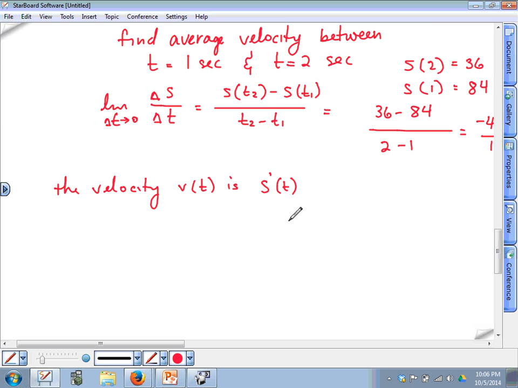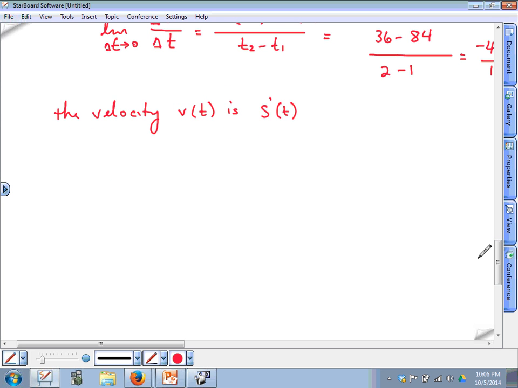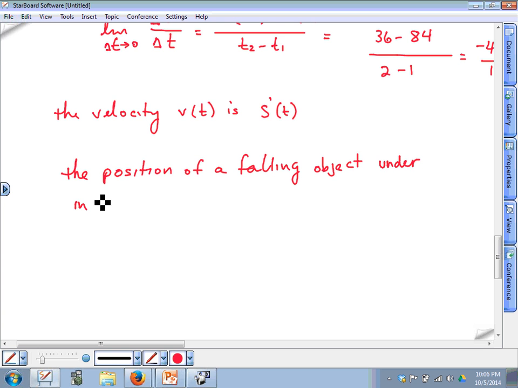So let's use a similar scenario. We've got a falling object. So the position of a falling object under the influence of gravity, this is neglecting air resistance, is given by this position function. S of t is equal to negative 16.